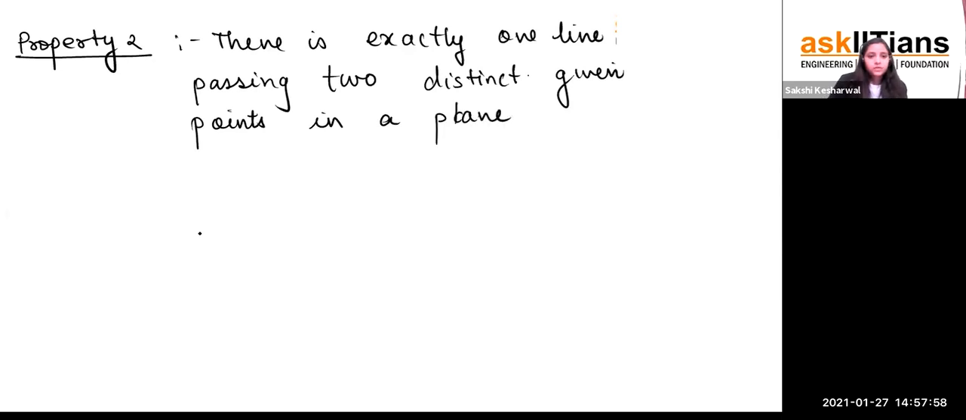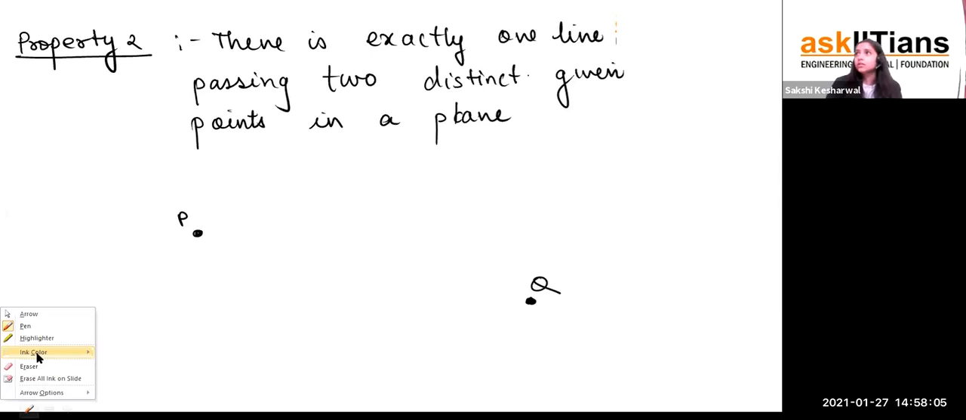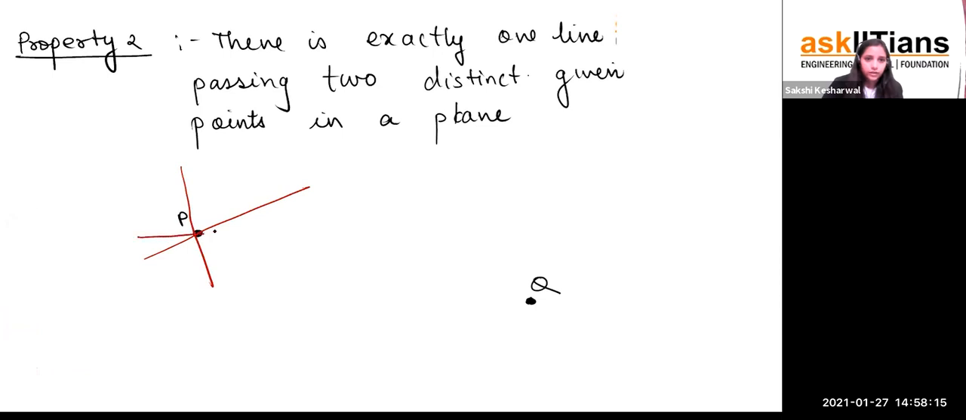Let us suppose this is a point P and this is a point Q. In the last thing we just saw, from P infinite lines can be passed. You can draw like this, like this, like this. And from the point Q also infinite lines can be drawn, right? Yes or no? Like this you can draw. But there will be only one single line which passes through both P and Q.